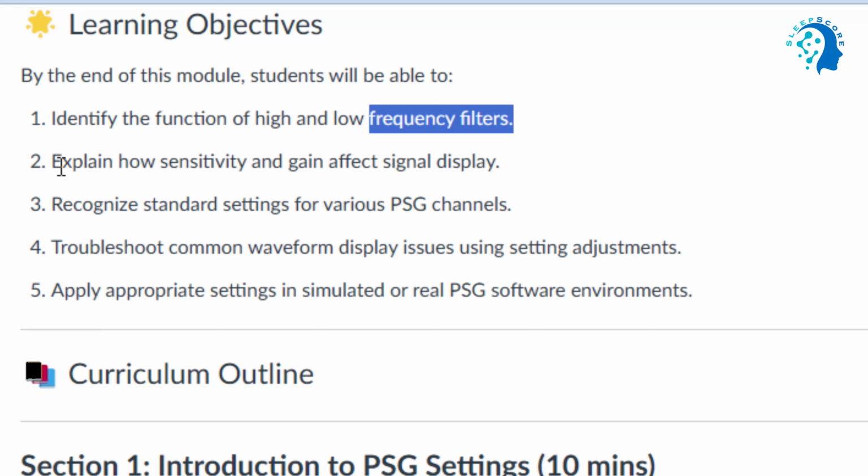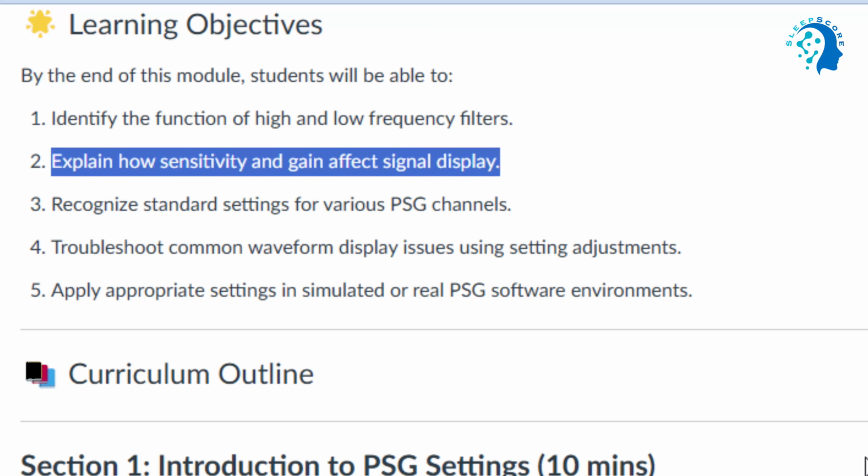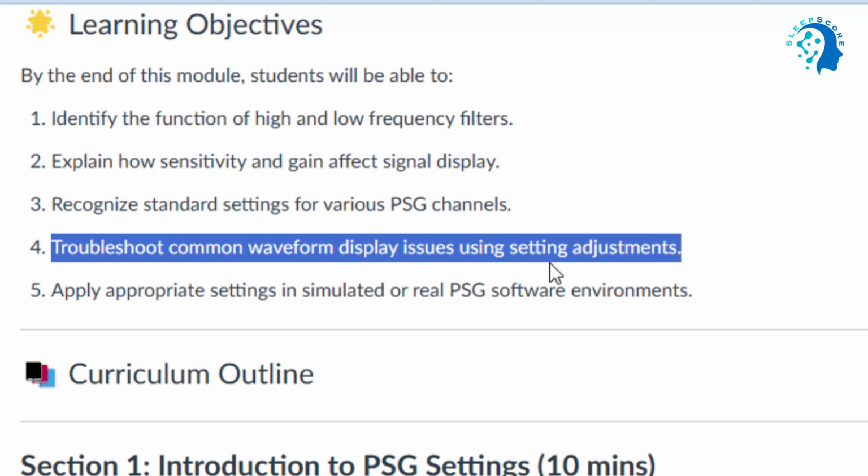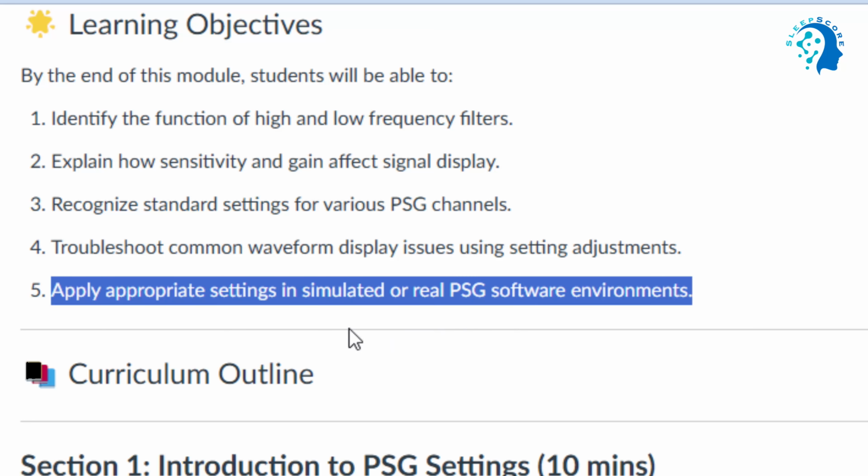You will also learn to explain how sensitivity and gain affect signal display. You'll learn about sensitivity, and you'll learn about gain. After this, you will learn to recognize standard settings for various PSG channels. You will learn to troubleshoot common waveform display issues using setting adjustments. And you will learn to apply appropriate settings in the simulated or real PSG software environment.